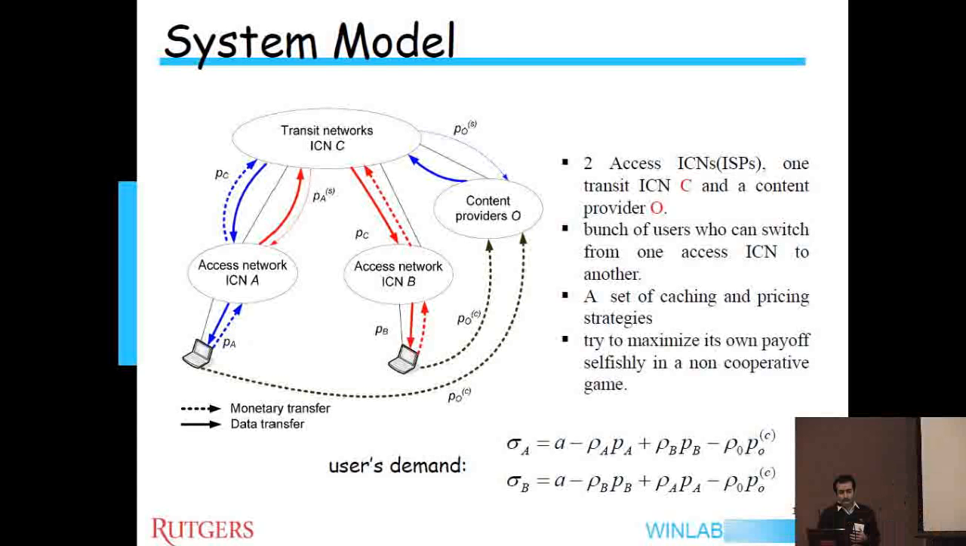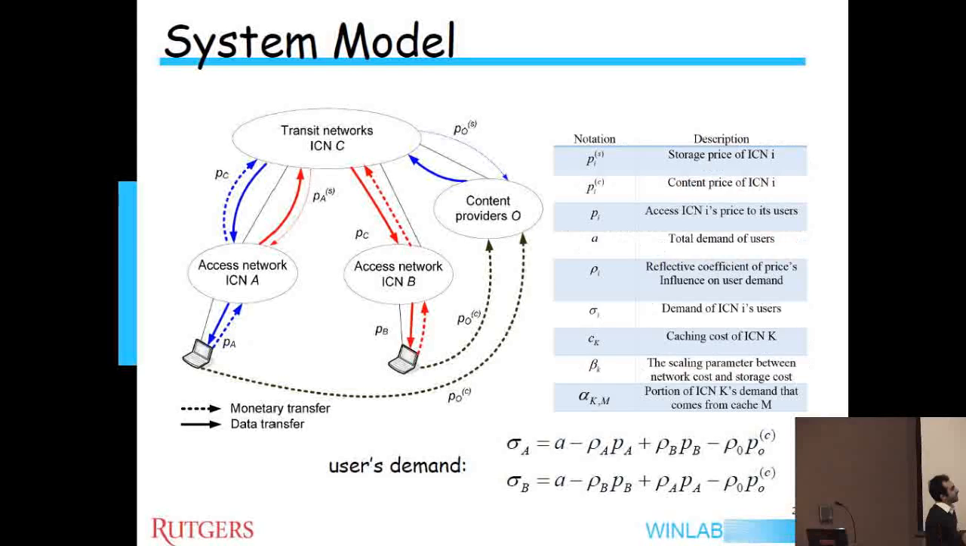And we also have a user demand function that is linear, and it's linear according to the prices PA, PB, and POC, that is the content price. Actually, we borrowed this model from someone else, and we have done our work based on that. These are the parameters for this game. I just want to mention that CK is the caching cost of ICN K, and alpha KM is the fraction of ICN K demands that comes from cache M.